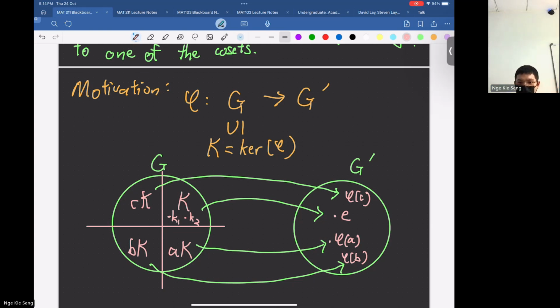Okay, right. So this is a very important concept. Later we will do something great with these. But what did you see here? You can see that actually the number of left cosets is equal to the number of elements inside the image. So this has to be true in general.